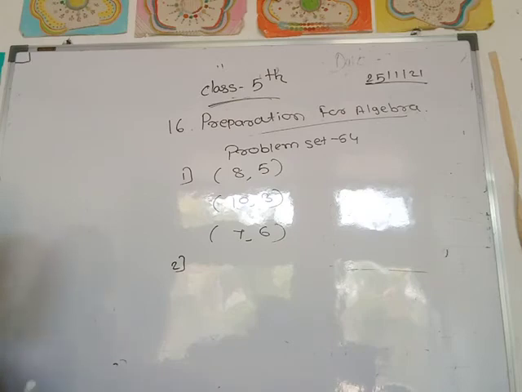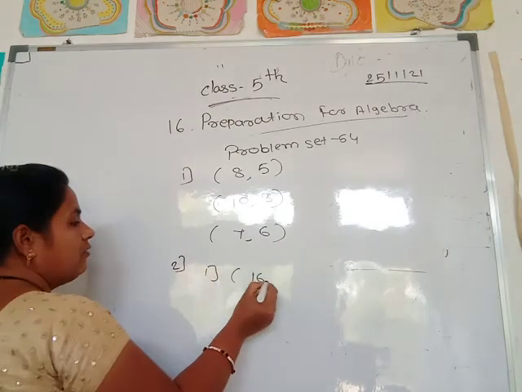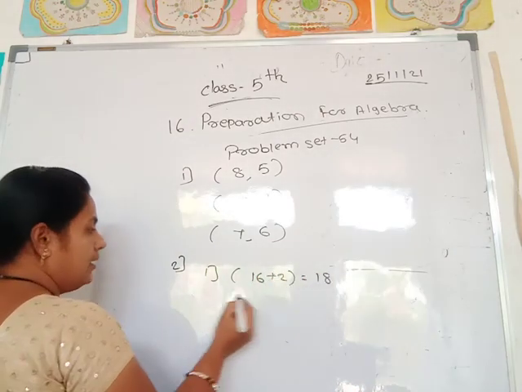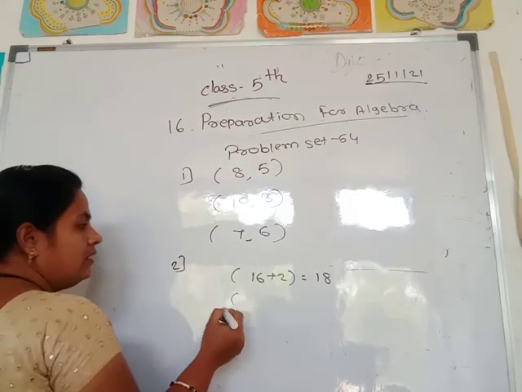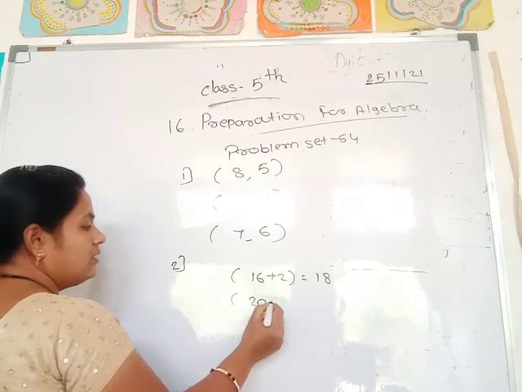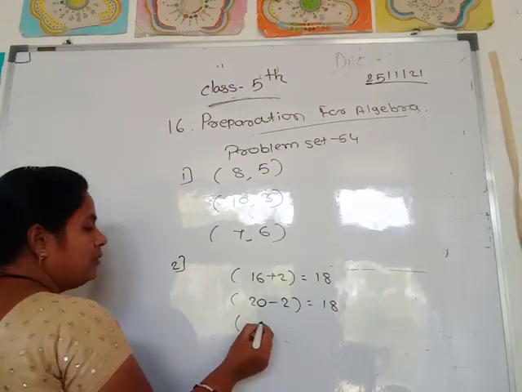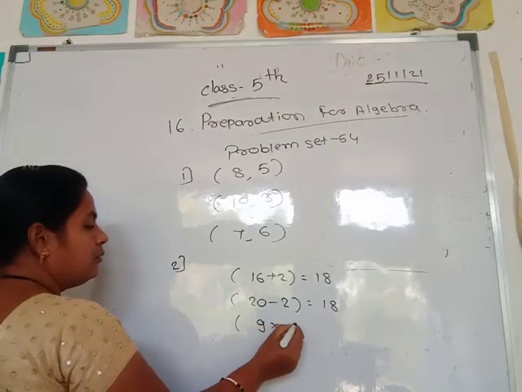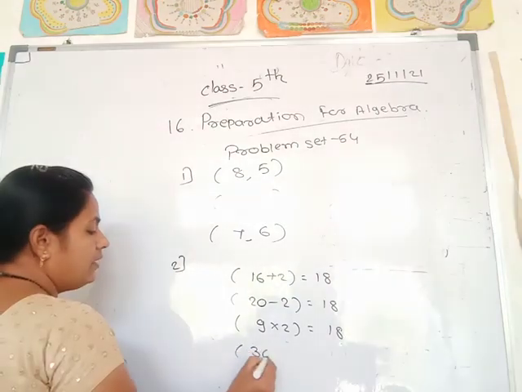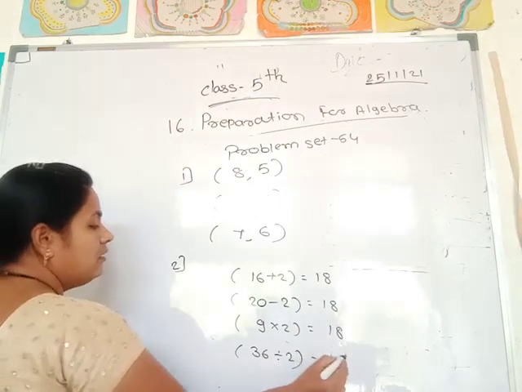Firstly, you write the addition problem. Suppose 16 comma 2: 16 plus 2, 18 is equal to 18. Again, subtraction: 20 minus 2 is also equal to 18. Then one problem, multiplication: 9 into 2, 18. Then again one problem, division: 36 divided by 2. 2 ones are 2, 2 eights are 16.